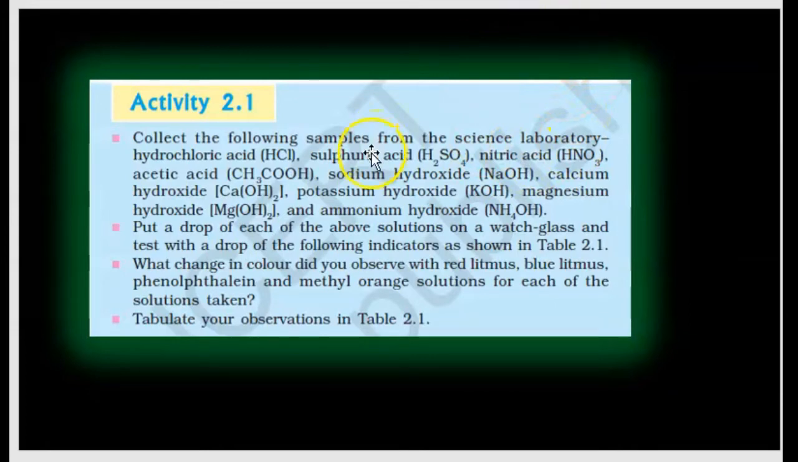And the task is to put a drop of each of the above solutions on a watch glass and test with a drop of the following indicators as shown in table 2.1. There is table 2.1 in your textbook. I will show you. What change in color did you observe with red litmus, blue litmus, phenolphthalein and methyl orange solution? That you need to record.